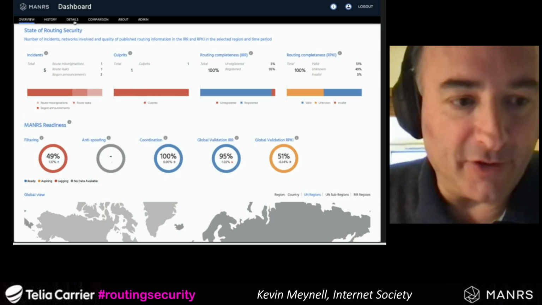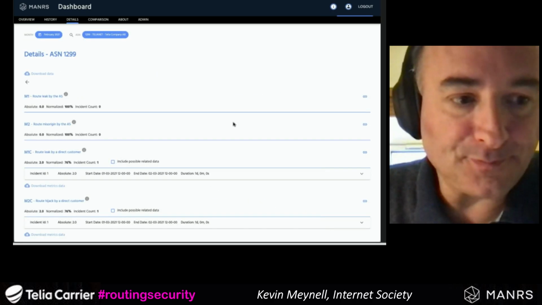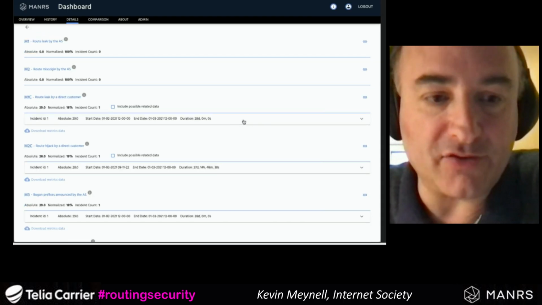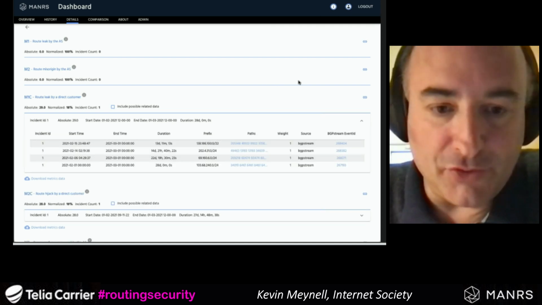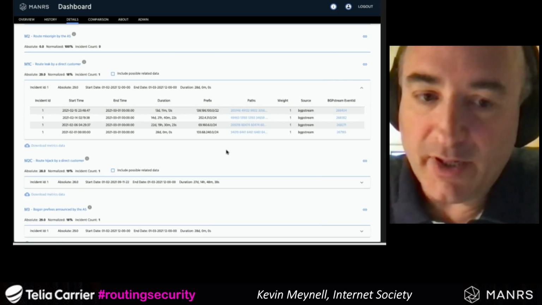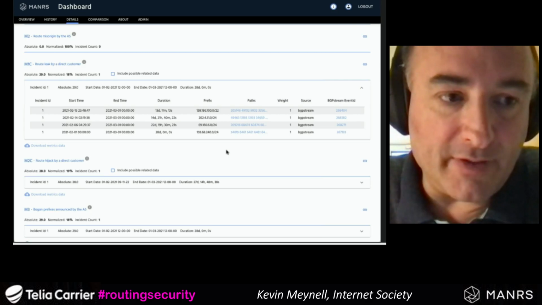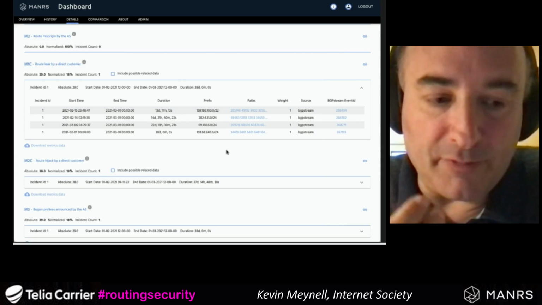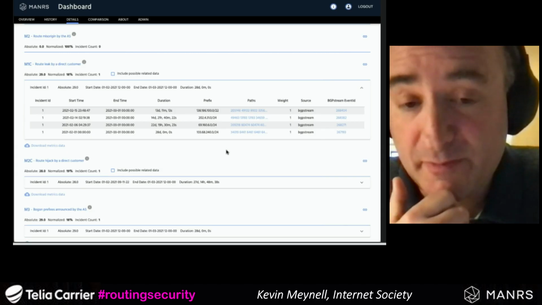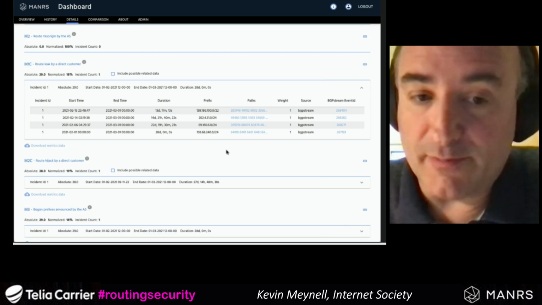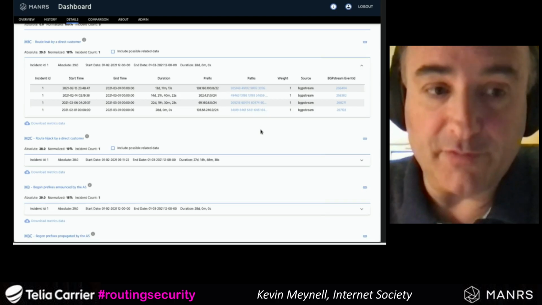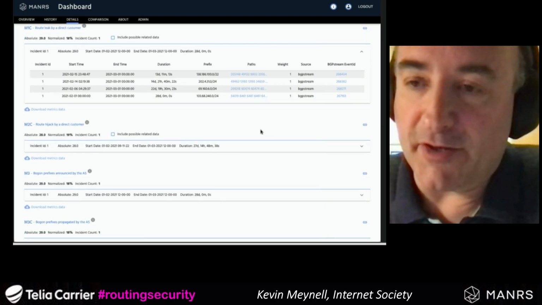But I can actually look at the details for this, for Telia, and go through, and I can find out, have they had route leaks? Have they had route hijacks? And sure enough, we can see it's possible, and I will use the word possible here, there've been possibly a number of route leaks from Telia and possibly a number of route hijacks. I will point out that BGPStream throws up false positives. Some of these could well be, and probably are, false positives, but it does give you an idea of where to start looking.